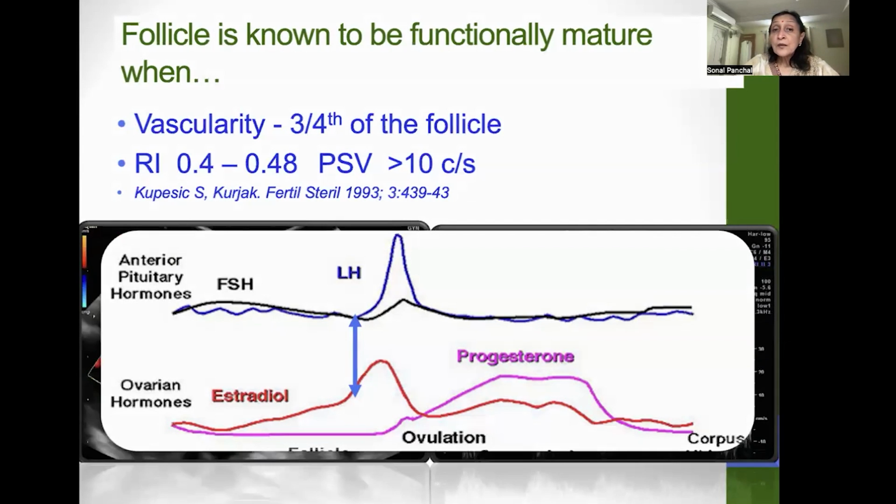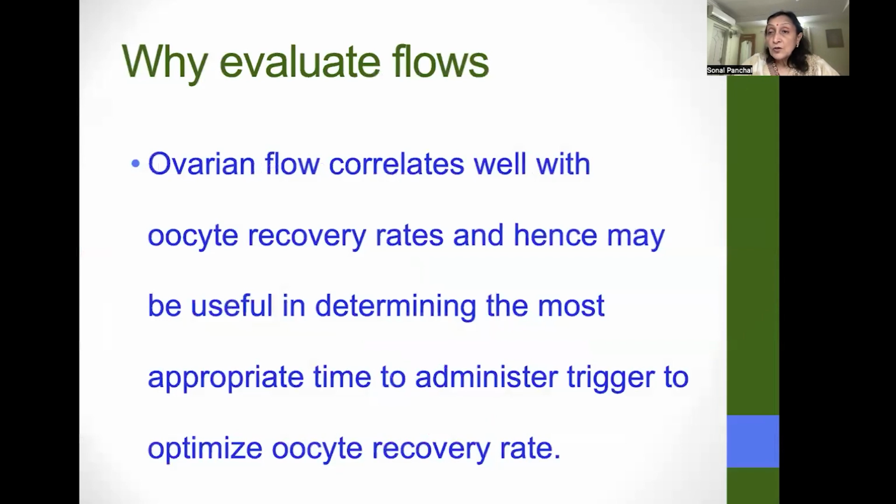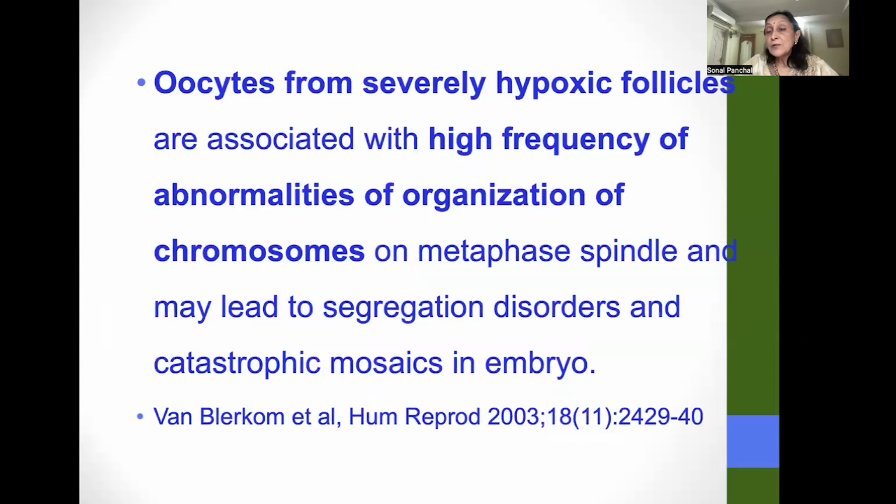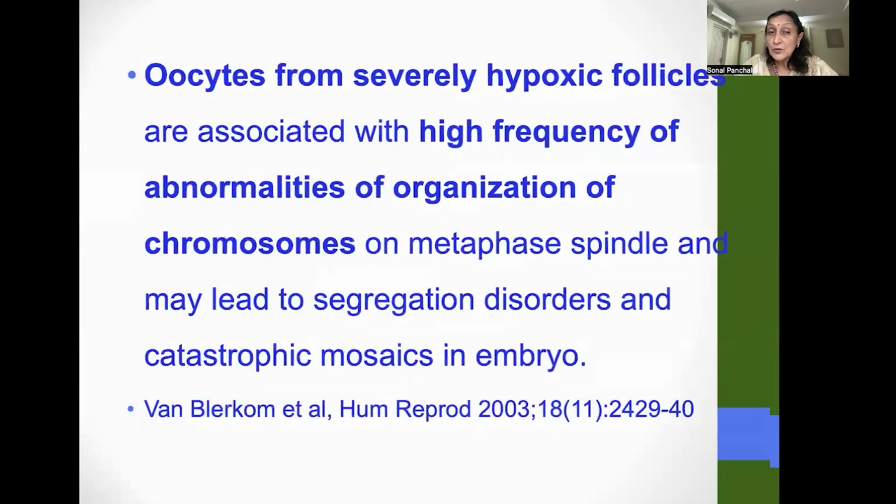It is important to correlate the follicular flow before giving the trigger because it optimizes the oocyte recovery rates, and therefore it gives you the best idea as to when to give the trigger. Moreover, if the blood flow is inadequate, the oocyte inside is also hypoxic. In these cases, there's a high frequency of abnormalities of the organization of the chromosomes on the metaphase spindle and may lead to segregation disorders and catastrophic mosaics in the embryos.